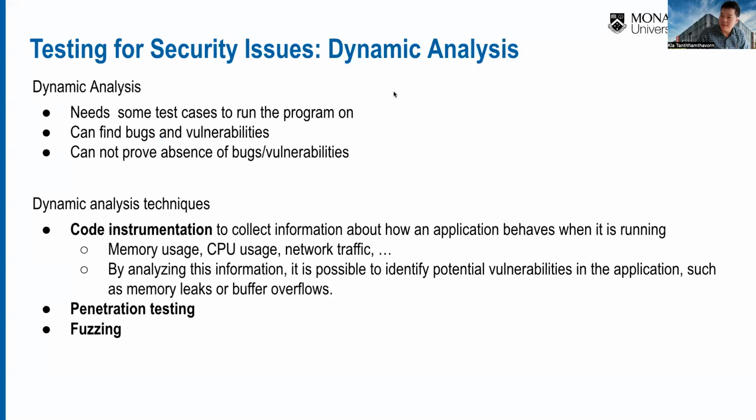Okay, so for dynamic analysis, you need to execute the code, right? You at least need code instrumentation to collect information about how an application behaves when it is running. Let's say this is C code. When you run the dynamic analysis, you probably look at the binary file, and you can detect things such as memory leaks or buffer overflows as well. That's why we use dynamic analysis or fuzzing.